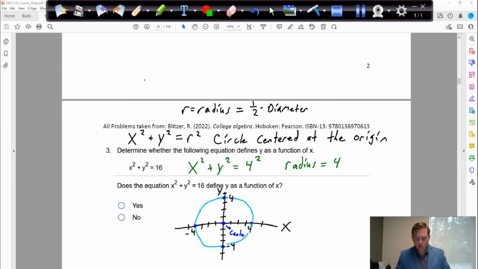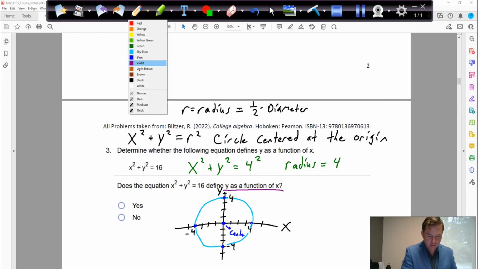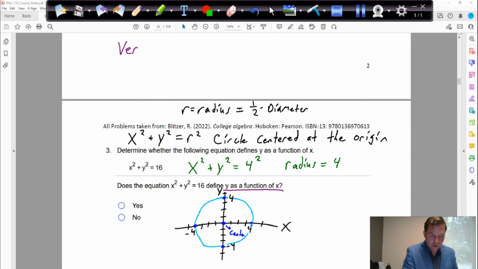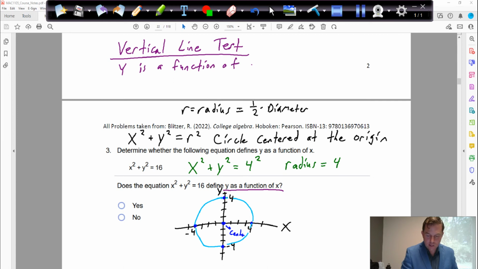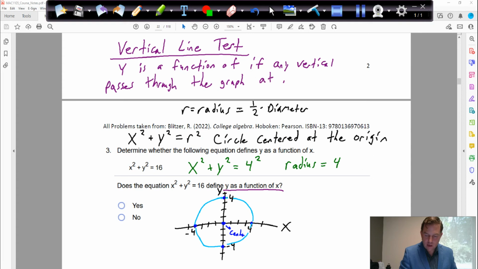Circle. But this whole thing is asking, is y a function of x? And at this stage, I'm going to introduce what's called the vertical line test. You've probably seen this before, but if not, let's go through it. So we call it the vertical line test. And it says this: y is a function of x if any vertical line passes through the graph at no more than 1 point.